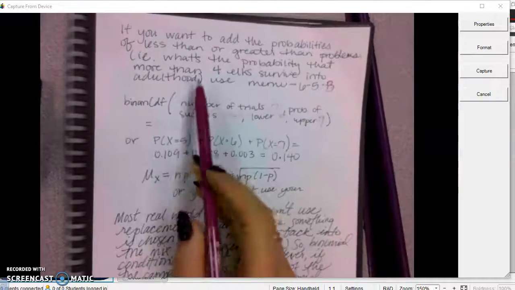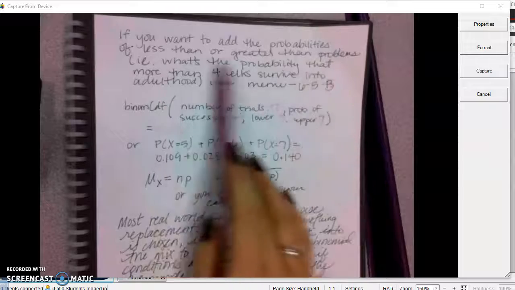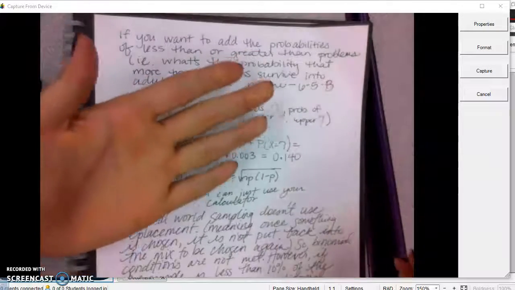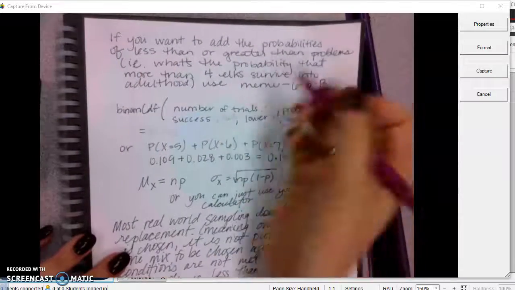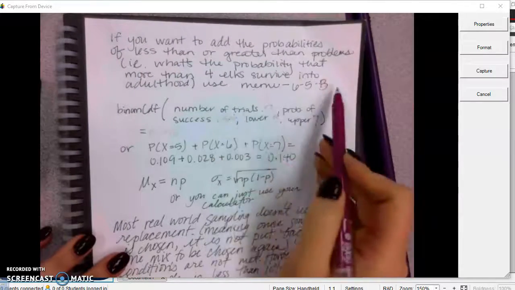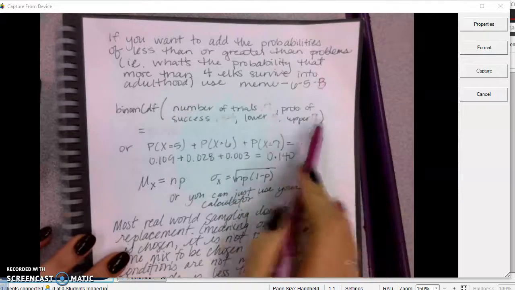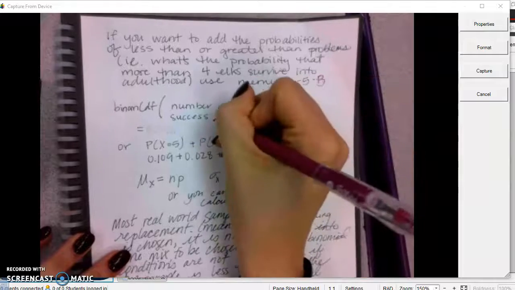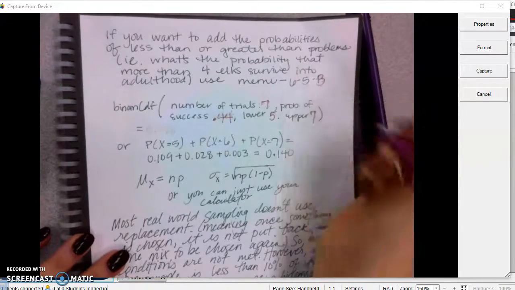Okay, so if you want to add the probabilities of less than or greater than problems, like what's the probability that more than 4 elk survive into adulthood? Well, that would be 5 adults survive, 6, or 7, if we have 7 to choose from. So you would go to menu 65B, and you would need to write it like this on the test. The number of trials we have is 7. The probability of success is 0.44. The lower bound would be 5, and the upper bound would be 7.